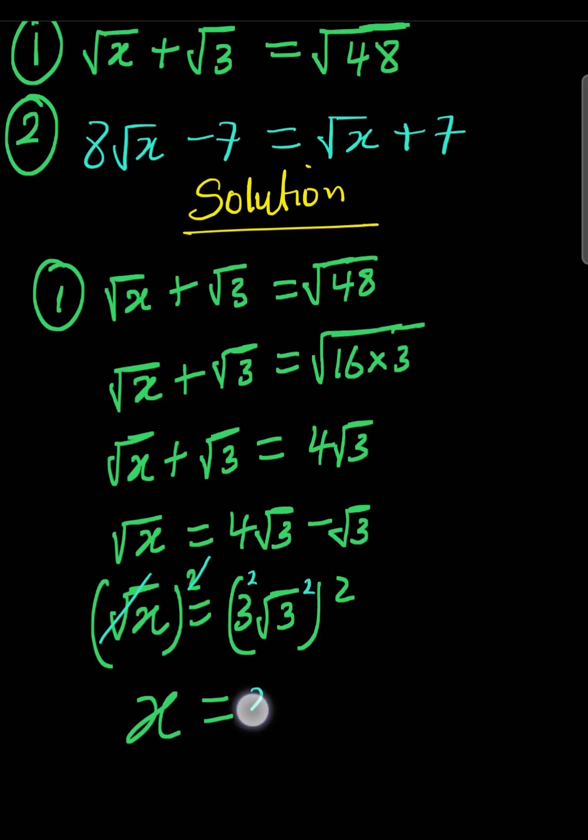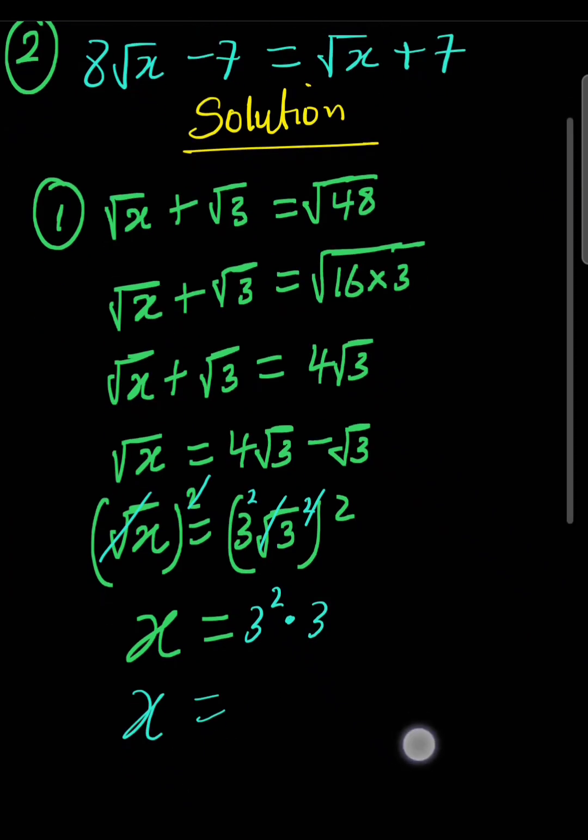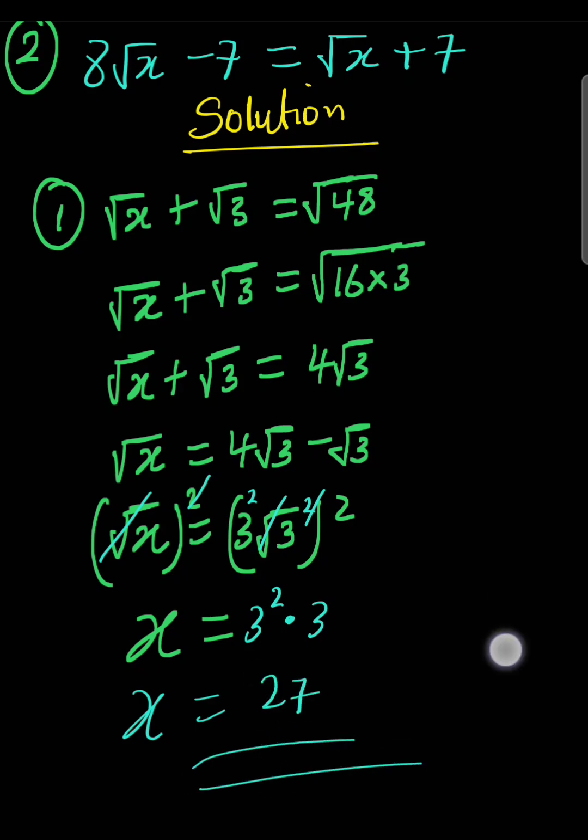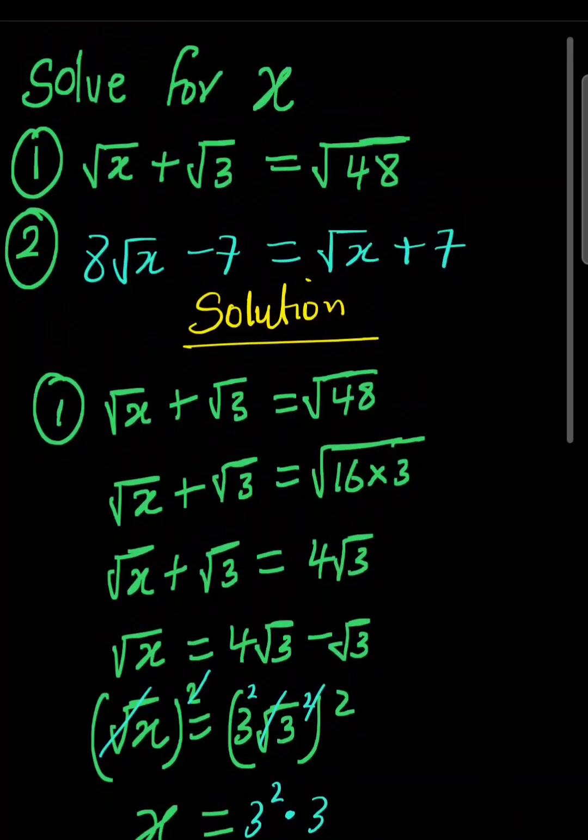So this is going to be 3 to the power of 2, multiplied by square root of 3 to the power of 2. The square is going to cancel the square root to remain only 3. So x will be equal to 3 raised to the power of 2, which implies 3 multiplied by 3, which is going to be 9. Then 9 multiplied by 3 is going to give us 27. So therefore, the value of x that satisfies the first equation is going to be 27.